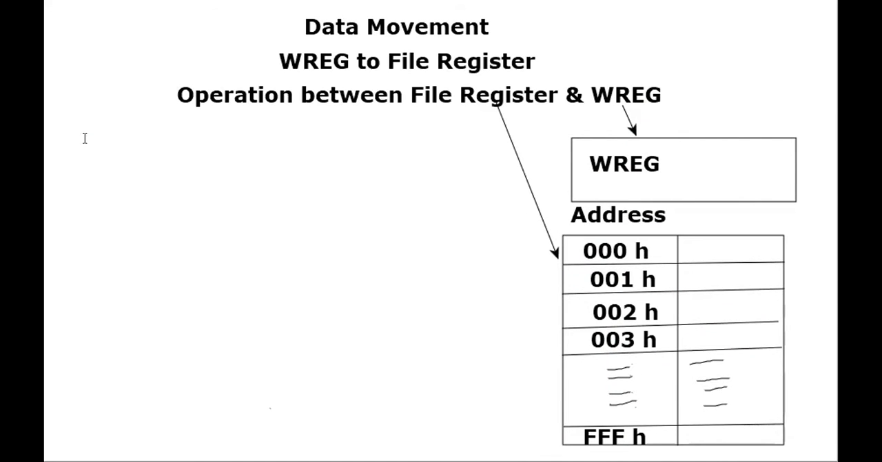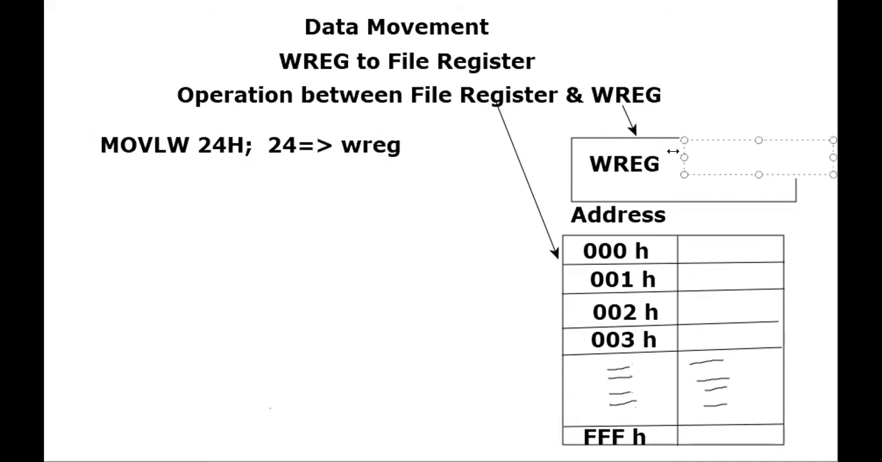The very first command that we have already learned is move literal to working, and what it does is provide 8-bit information inside this working register. For example, I want to move an 8-bit value, that is 24 hex, inside this working register. So I will write move literal to working 24 hex, and it will put 24 hex into the working register itself, right? If I execute this command, the working register value will update and become equal to 24 hex, right?